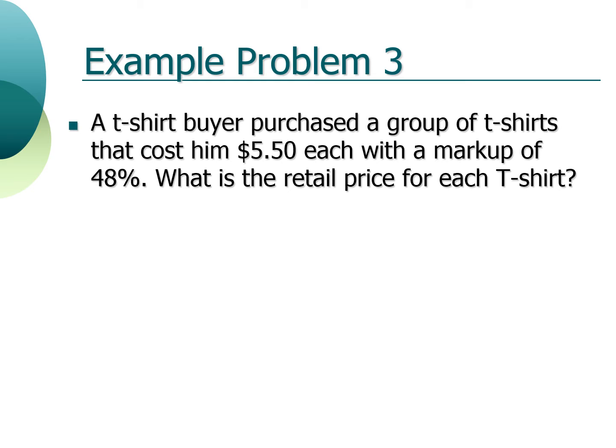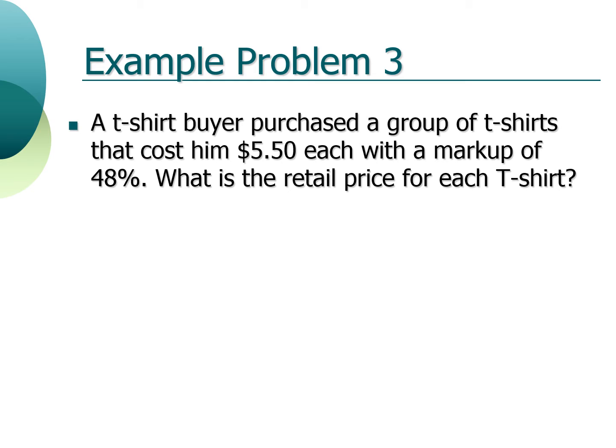Okay, so here's another problem. This is again demonstrating one of the most frequently used cases in merchandising problems. A t-shirt buyer purchased a group of t-shirts that cost him $5.50 each. So here again, it's showing the cost with a markup of 48%. So we know the cost and markup. Okay, what's the retail price for each t-shirt?